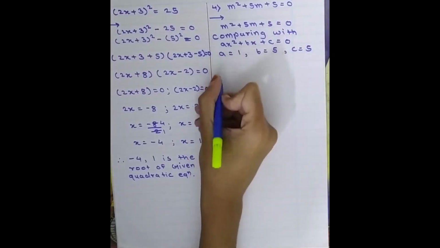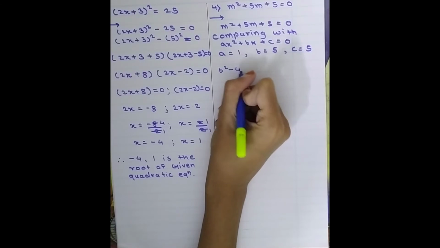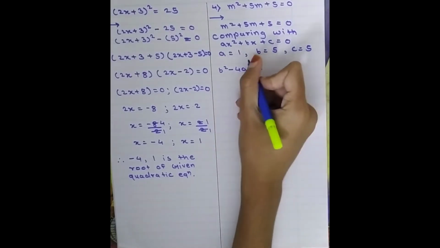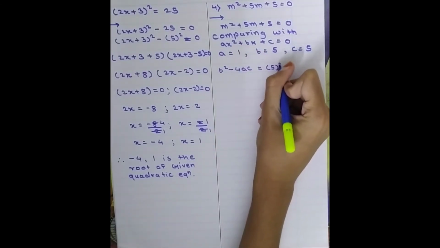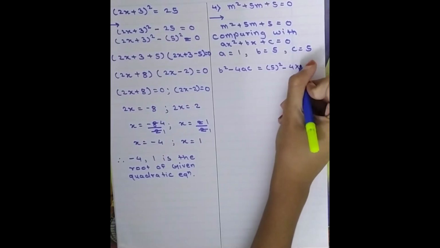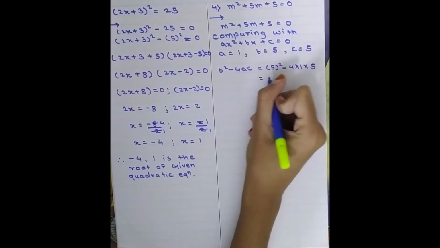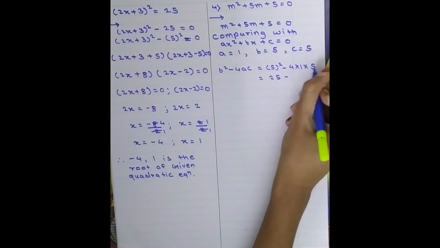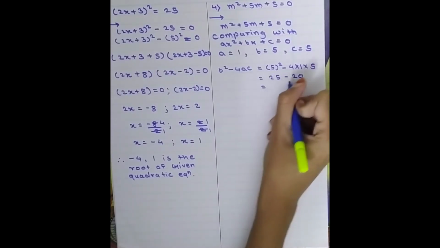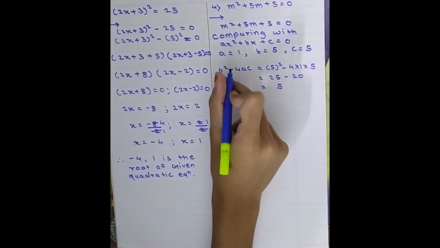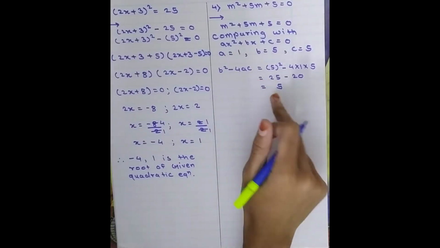So first find b square minus 4ac. b square is 5 square minus 4 multiplied by a is 1 and c is 5. So 5 square is 25 minus 5 fours are 20. 25 minus 20 is 5. So the value of b square minus 4ac is 5.